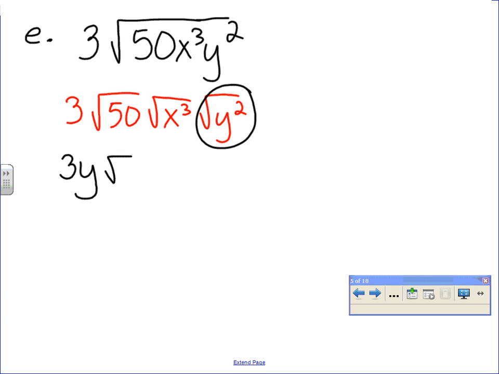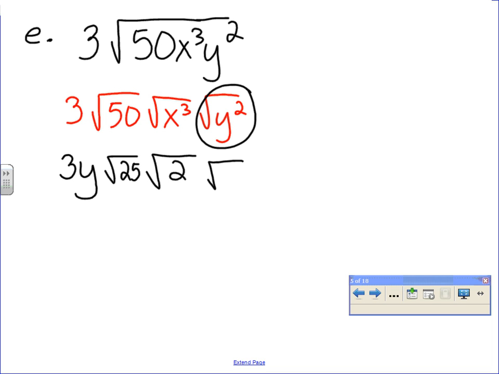Now we're gonna change 50 to be something times something is 50, one of them being a perfect square. So I want you to go through your list of perfect squares, figure out the largest perfect square that goes into 50. Okay, hopefully you found out or knew that 25 was the largest perfect square that went into 50. So we changed that to be 25 times 2.